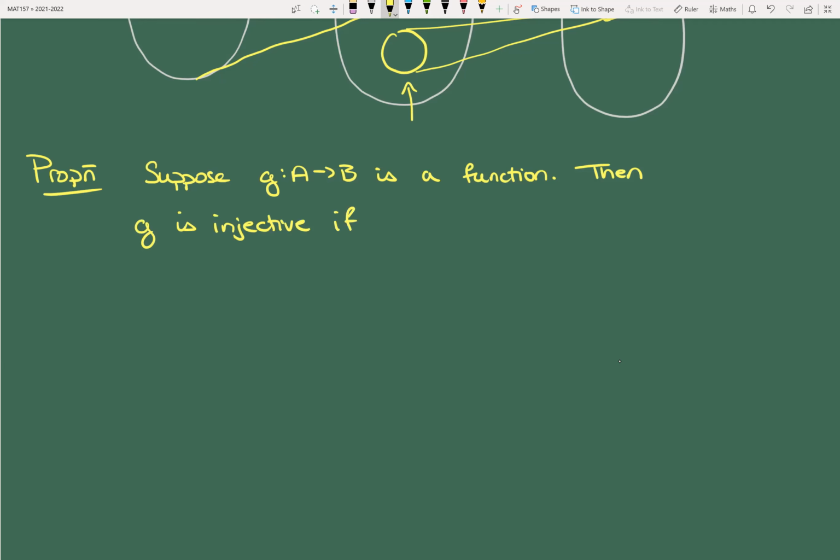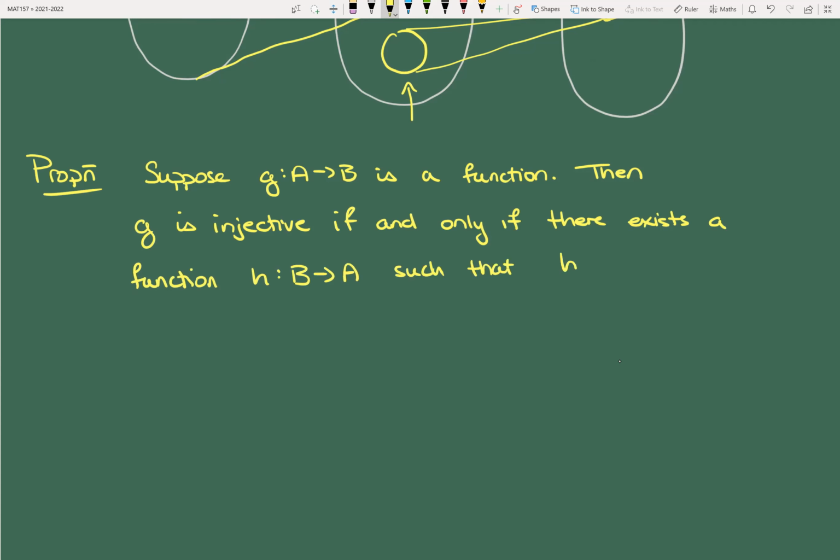If and only if there exists a function, let's call it h, from b to a, such that h compose g is the identity function on a, okay?